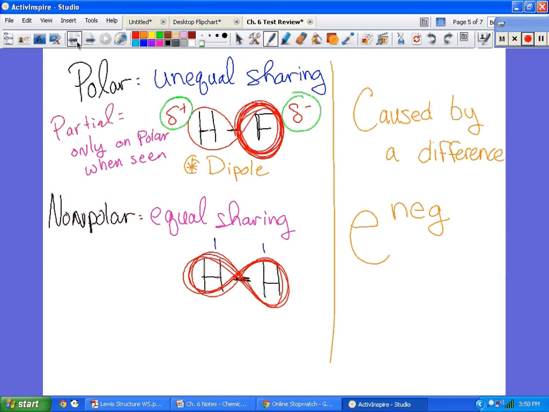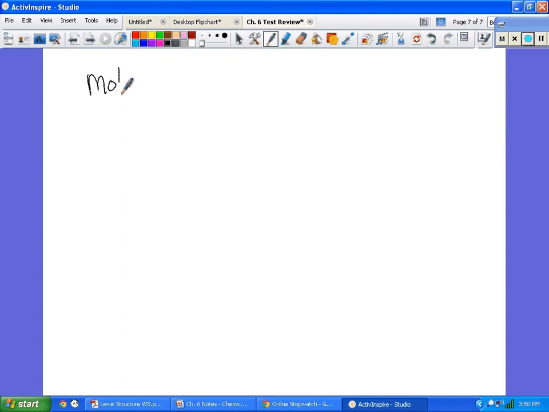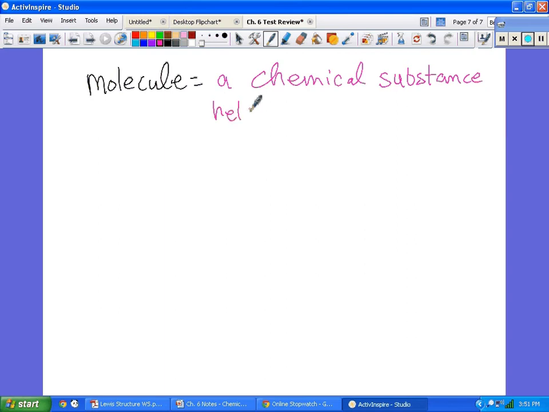So let's go to the next one. Know what a molecule and a molecular formula is. A molecule is a chemical substance held together by a covalent bond. The key there is it's held together by a covalent bond.